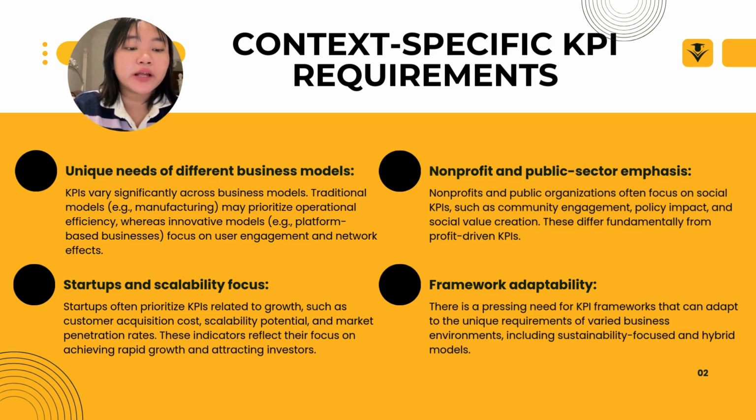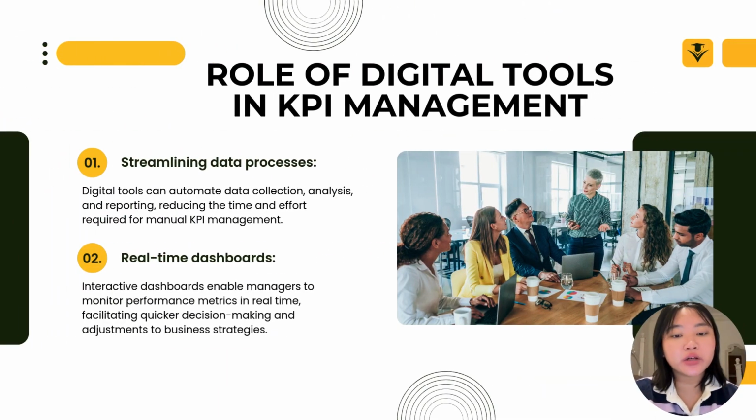And the next one is nonprofit and public sector emphasis. So nonprofits and public organizations often focus on social KPIs such as community engagement, policy impact, and social value creation. So this differs fundamentally from profit-driven KPIs. And then the last one is framework adaptability. So there is a pressing need for KPI frameworks that can adapt to the unique requirements of varied business environments, including sustainability-focused and hybrid models. So we'll now move on to the role of digital tools in KPI management.